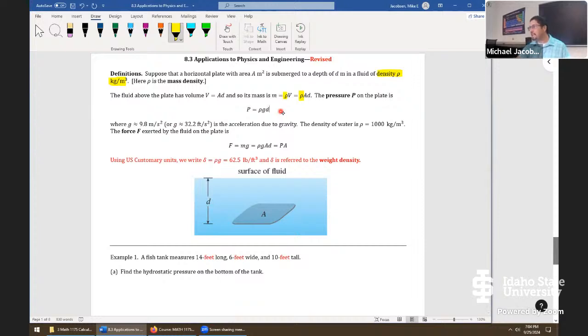So rho, again, is the density of the fluid. d is the depth. And g right here is the acceleration due to gravity, approximately 9.8 meters per second squared if we're near the surface of the Earth, or if we're using these units, about 32.2 feet per second squared. So that's the pressure on the plate. We take rho, the mass density of the water, multiply it by the acceleration due to gravity, pushing the water down on the plate, and the distance that it has to go. Any questions, folks, with that definition there?